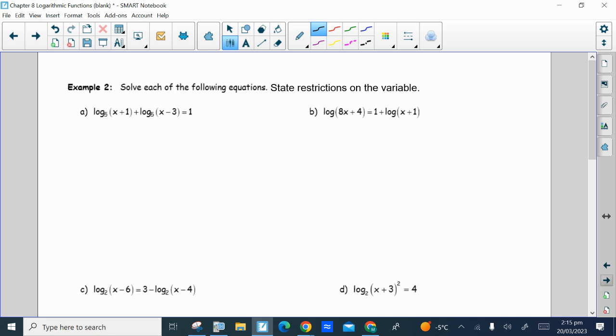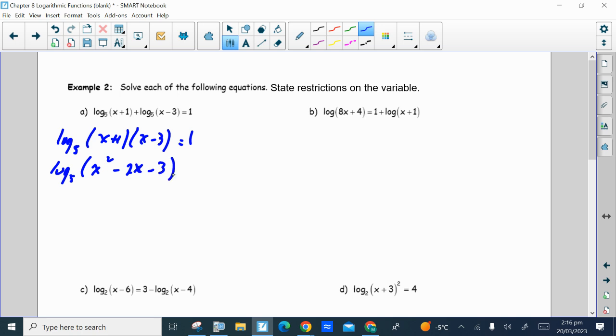So what's different about question A here is that the right side is not a log. But I'm going to start the same by using the laws of logs on the left to put those two terms together. That'll be log base 5 of x plus 1 times x minus 3, using the product law, or log base 5 of x squared minus 2x minus 3.